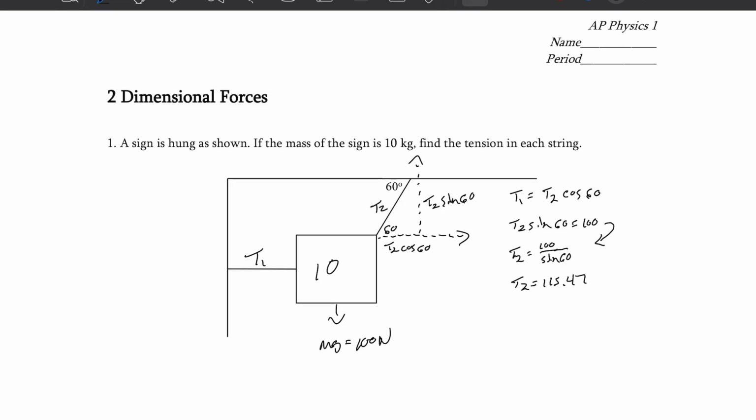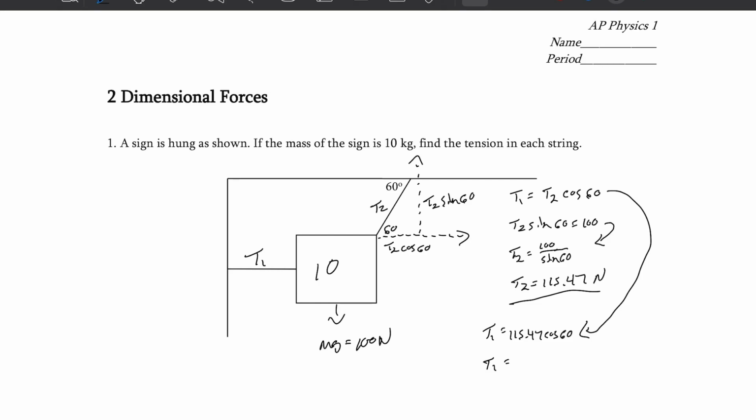If you found the sine of 60 first, and then you took an abbreviated form of that, rounding to two decimal places, and then divided that over, of course, that's acceptable. Going back to our original equation, since we know what T2 is, we can say that T1 is 115.47 times the cosine of 60. So then T1 would be 57.74 newtons.